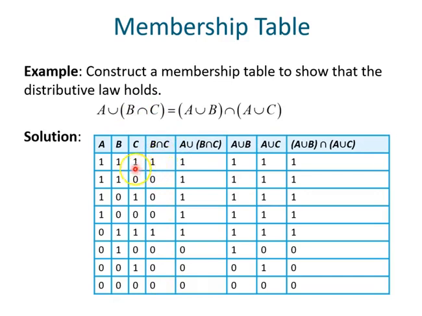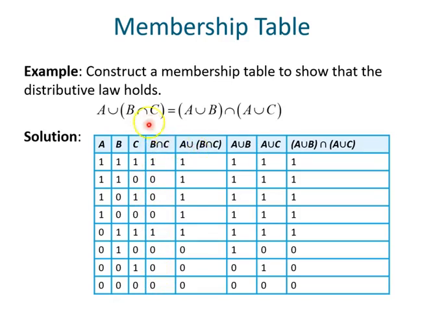In the first row, the element belongs to A, belongs to B, and belongs to C. Because this element belongs to B and C, it will belong to the intersection. In the second row, the element belongs to B but doesn't belong to C, so it doesn't belong to the intersection of B and C, so I write 0 here. And we continue like that to fill out the column for intersection of B and C.